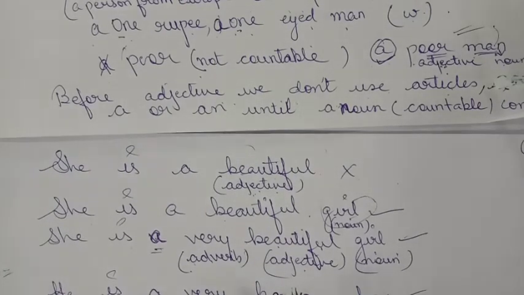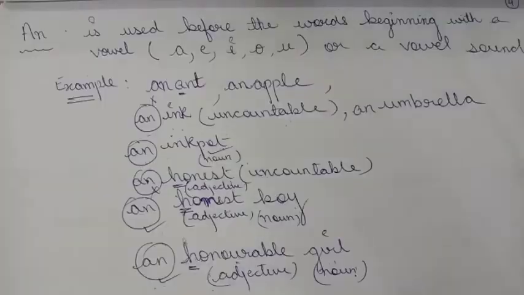He is a very handsome boy. This is also correct. But before an adjective, we don't use article a or an until and unless a noun which is countable comes. This thing should be noticed. Okay. Now see where you use an: it is used before a word beginning with a vowel or a vowel sound.